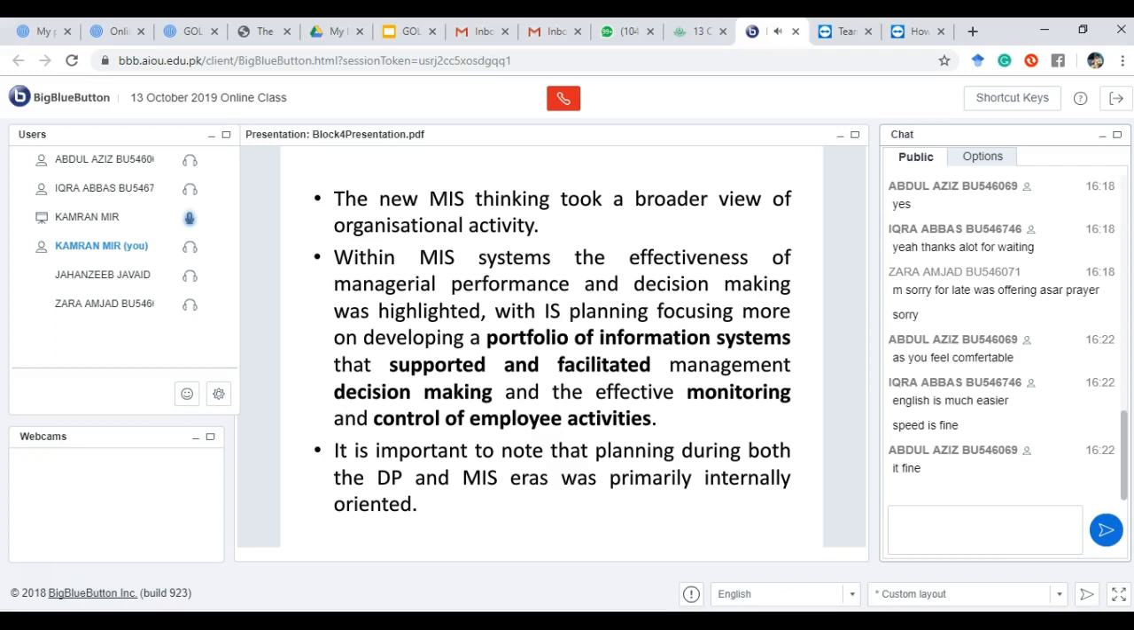Because the data processing was not giving information about the performance, about how things are done. It was just giving the numbers: this is the data, this is the output process, and this is the outcome.